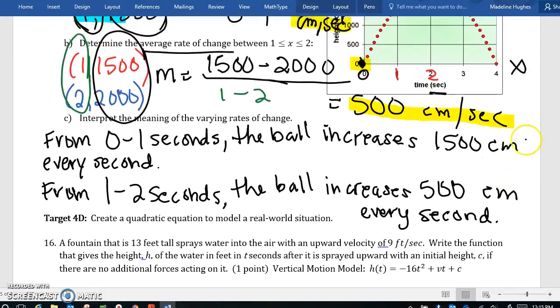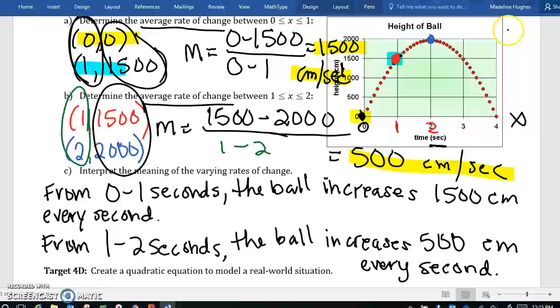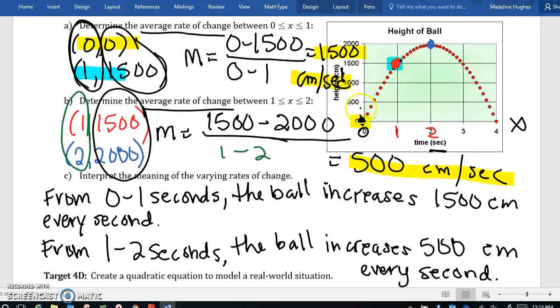If we go back up, we can see this ball is going to keep going up and up, but it's slowing down a little bit. It's not going as fast. It's going 1,500 centimeters per second, but then it slows down until it gets to that max at 500 centimeters per second. Okay? It's slowing down as it gets to that max.